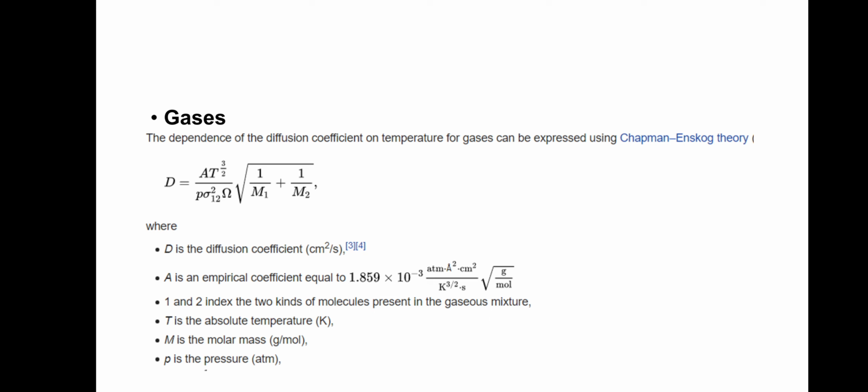Gases. The dependence of the diffusion coefficient on temperature for gases can be expressed using Chapman-Enskog theory. D equals A T power 3 by 2 by rho sigma square 12 sigma under root 1 by m1 plus 1 by m2, where D is the diffusion coefficient, A is an empirical coefficient equal to 1.859 into 10 power minus 3 atm Å square into cm square by K power 3 by 2 under root g by mole. 1 and 2 are indexes of the two kinds of molecules present in the gaseous mixture. T is the absolute temperature, m is the molar mass, P is the pressure.